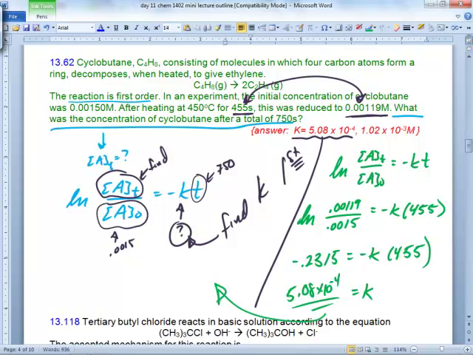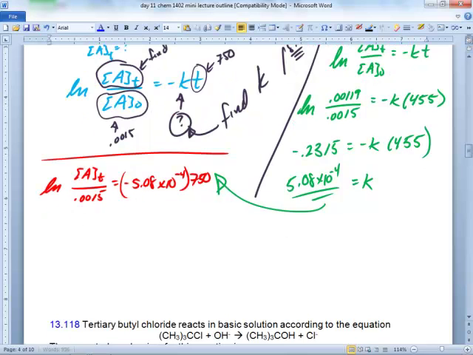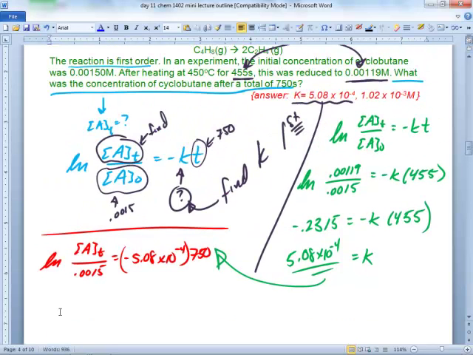And now you plug it in. All right? We'll have ln of a at time t times 750. So you've got to solve for that a at time t. Now you have to raise both sides to the e power, right, to get rid of that natural log, because our answer's inside the natural log. That's why we have to raise it to the e power now.